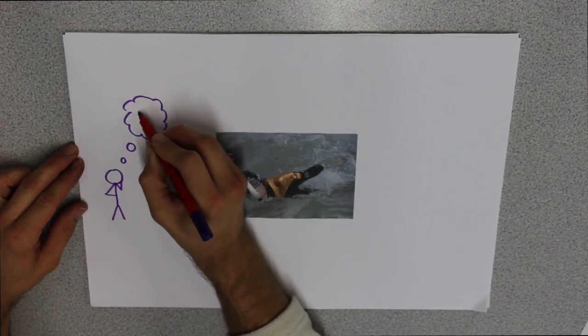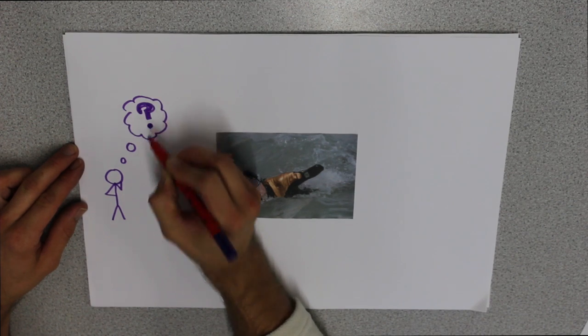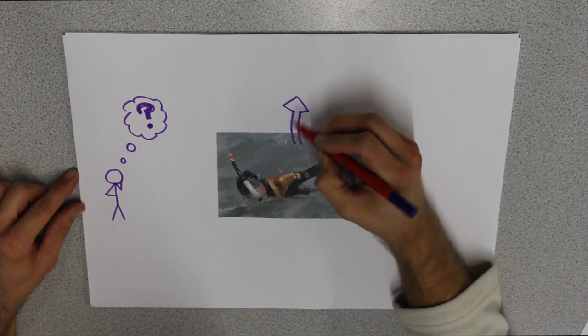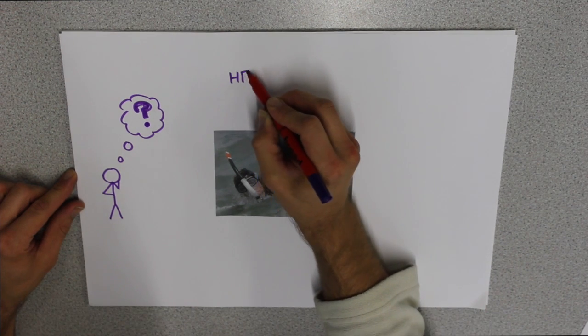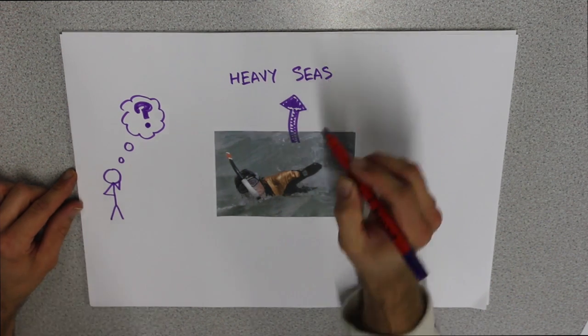Then do the same with the image. Consider comments about colour, positioning of people and objects, atmosphere and other connotations. Arrange the comments in a spider diagram around the image.